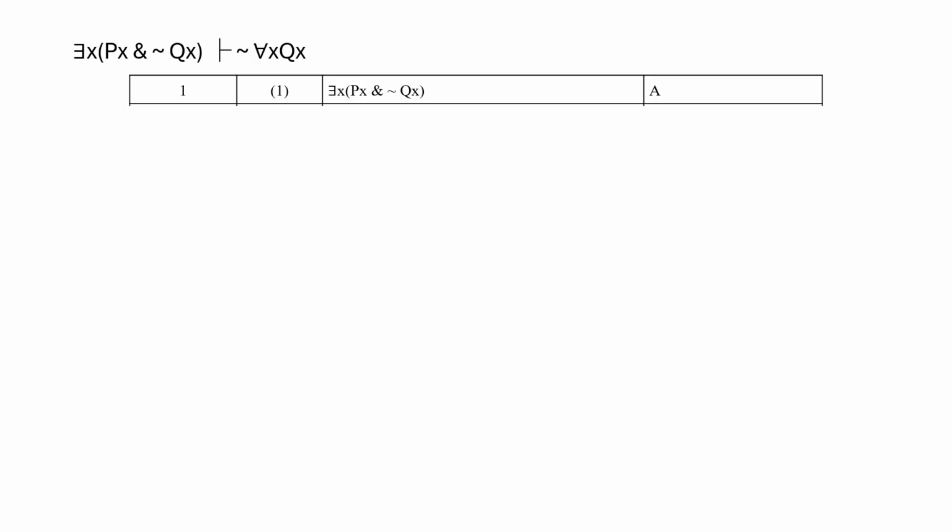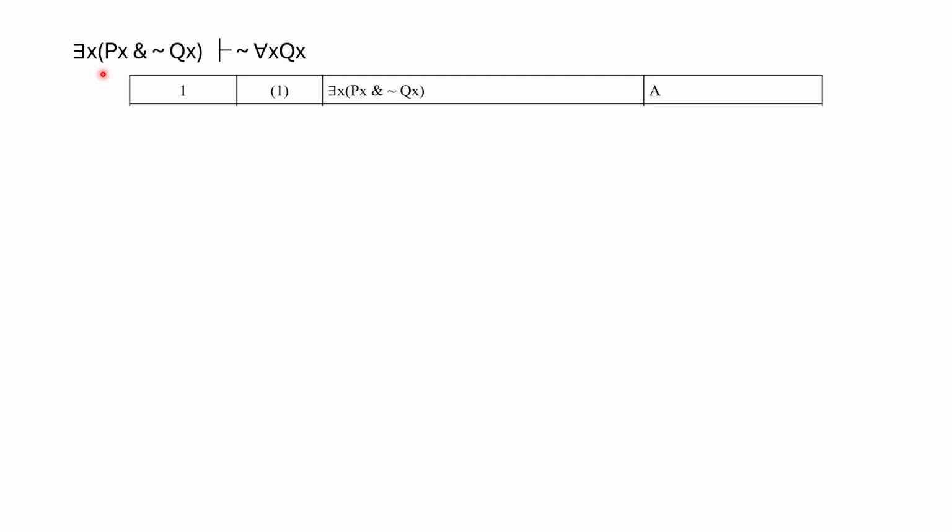This one's a little bit more complex. If we look at what we have here, we have one assumption with an existential quantifier. That's going to be restricted, so that should immediately make you think I need to do that before I do anything else because I need to pick something that doesn't appear in the proof.